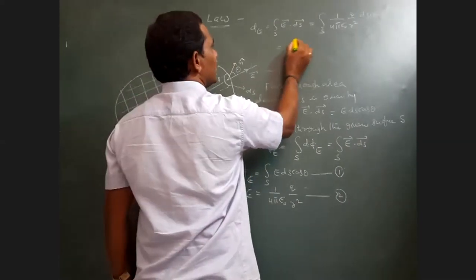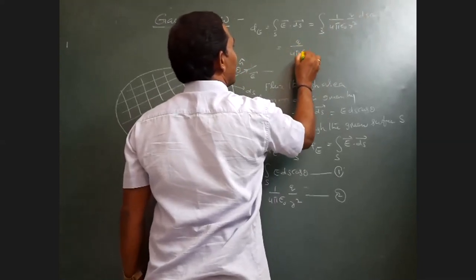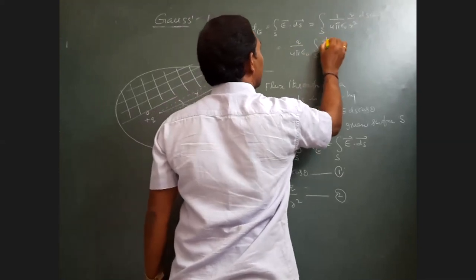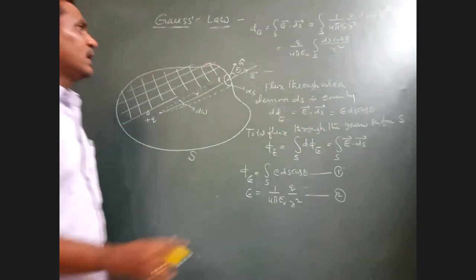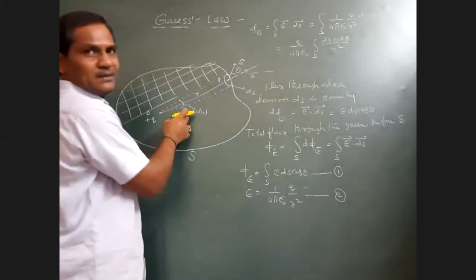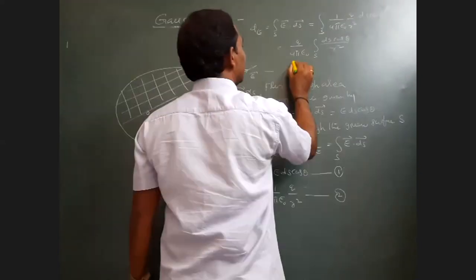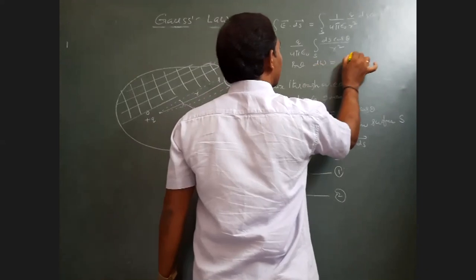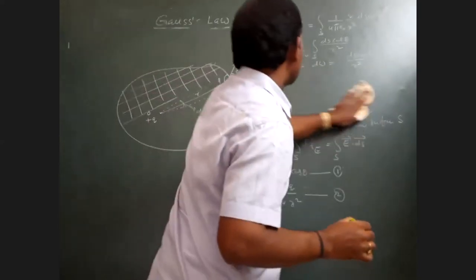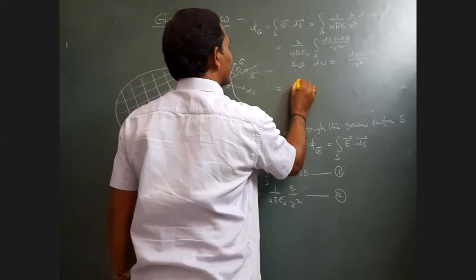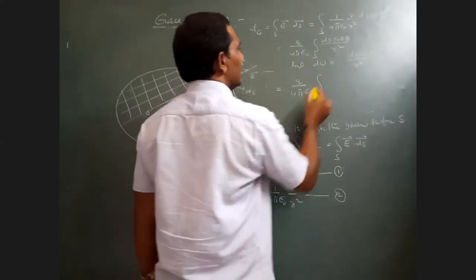So this equals, you take this common, q by 4 pi epsilon naught outside of the integral, surface integral ds cos theta by r square. But ds cos theta by r square equals d omega. I am not deriving here. This solid angle d omega equals ds cos theta by r square. Now substituting that in the above expression, we get q by 4 pi epsilon naught surface integral d omega.